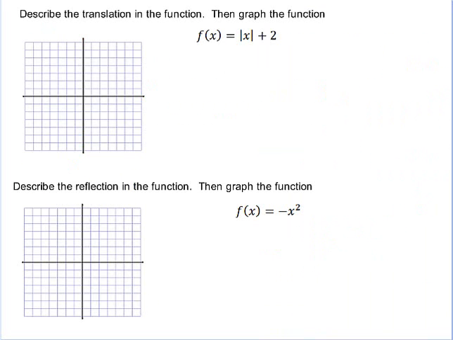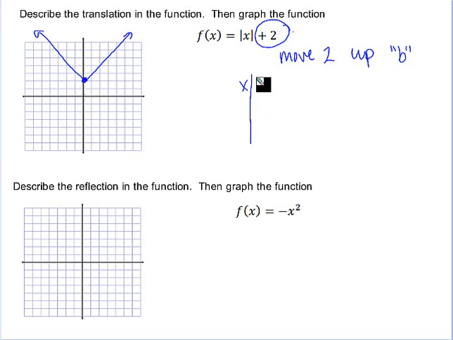So we're going to describe the translation in the function and then graph it. Here we have f of x is equal to the absolute value of x plus 2. So this would be a translation, and we would move 2 up. Notice that's kind of like in the b location, the y-intercept location. So that tells us we move 2 up. So we start at 0, 0, we move 2 up, and then we just plot our absolute value graph. The alternative, if you don't catch on quickly to it, is that you can always make an XY chart. But I assure you, getting to know these translations and how the graphs move will help you immensely when we do graphing.